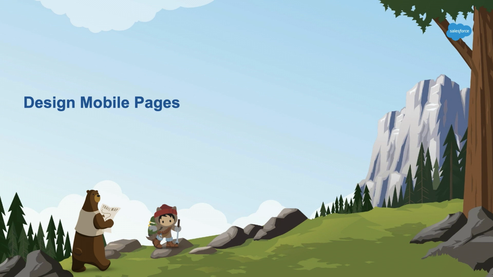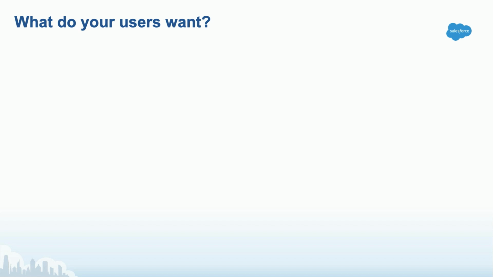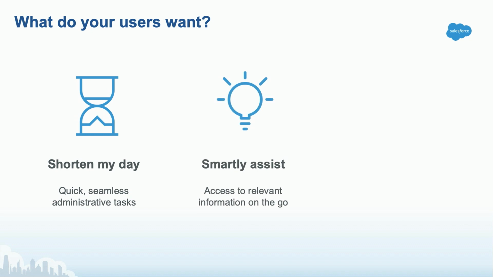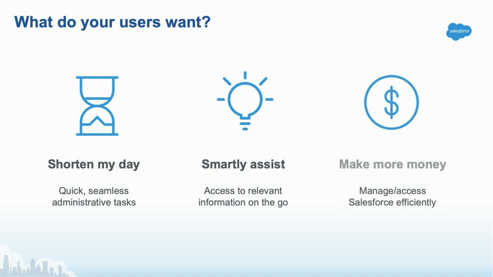So now that you've chosen your layout, you want to now design your mobile page. As researchers, we've learned about what your users want. And there are three simple things. The first one is that they want to shorten the administrative days. They don't want to spend a lot of time on administrative tasks, entering data, and making sure that the data is clean. They want to be smartly assisted. That is, they want the right information at the right time in the right place. And last but not least, they want to manage Salesforce efficiently so that they can make more money. So this is what your users want.